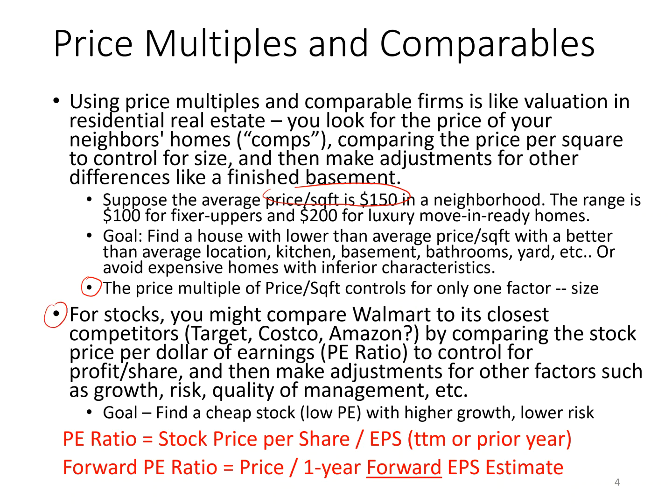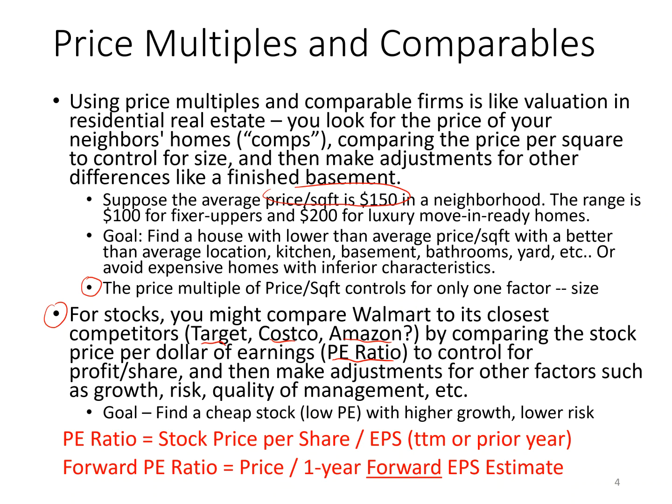For stocks, you might compare Walmart to maybe its closest competitors. Well, the problem with that is we don't really know what the neighborhood for Walmart looks like, but let's just say I think their competitors are Target, Costco, and Amazon. You know, Amazon's a bit different because I'm not sure I compare Walmart to Amazon, but I'll leave it in there. So I'm going to compare Walmart to those three comparable firms, competitors, by comparing the stock price per dollar of earnings, called the PE ratio, price per earnings, to control for profit per share, and then make adjustments for all other factors like growth or quality of management or the risk of the company.